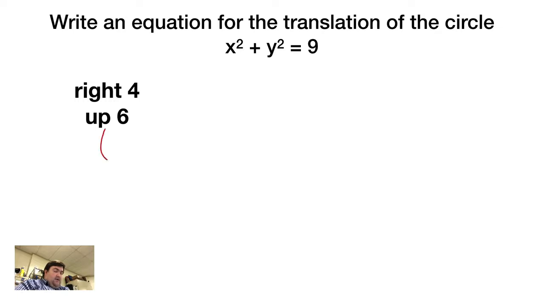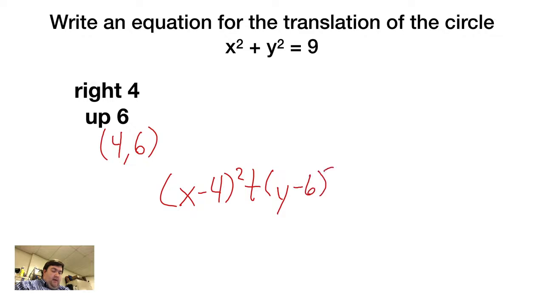So my new center, if it went right 4, would be at 4. And up 6 would be 6. So then I can just say x minus 4 squared plus y minus 6 squared equals. Now, for the size of the radius squared, what I have to remember is, if I'm just translating, it doesn't get bigger or smaller. It just stays the same. So because of that, it's just going to be equal to 9. And there we go.